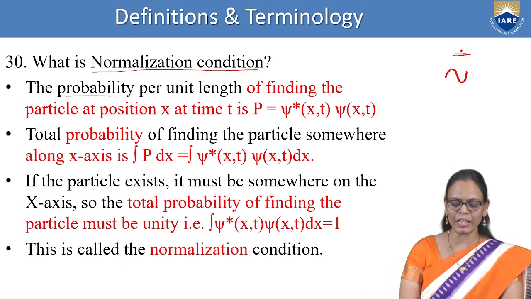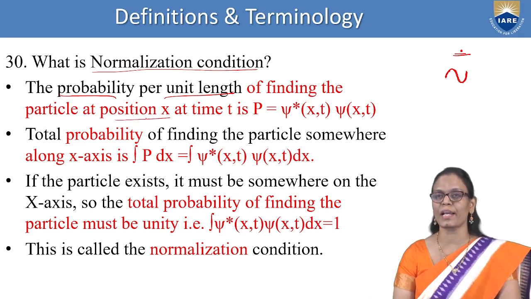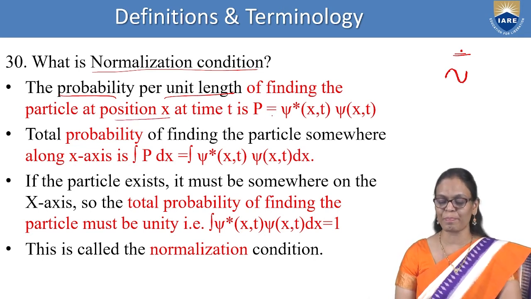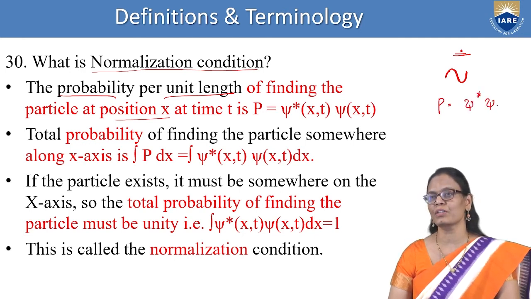So the probability per unit length of finding the particle at a position x is given by P equals psi star psi. P is the probability, which is given by psi star psi. Psi is the wave function, and the wave function is a complex quantity which is not measurable.